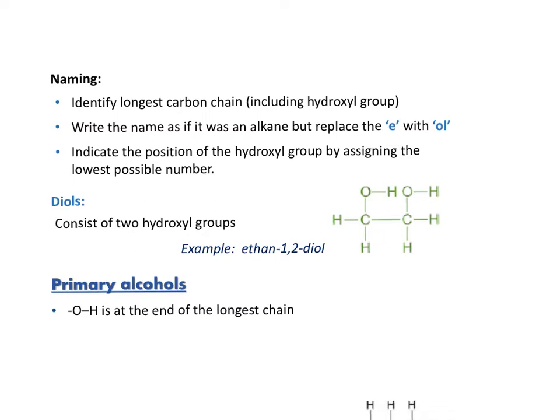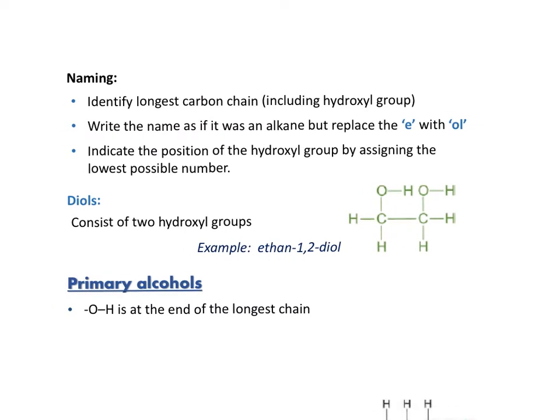Indicate the position of the hydroxyl group by assigning the lowest possible number, just like we have done in other examples. If there are two hydroxyls, like in the example shown, then just as with two double bonds or two triple bonds, we call it a di. So di means two. This is a diol because there are two OHs. We need to number both of them, and they're on 1 and 2, and it's eth because there are two carbons in the longest chain.